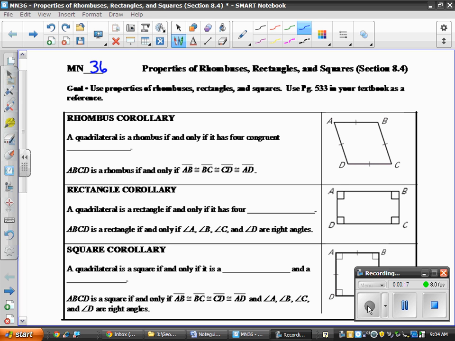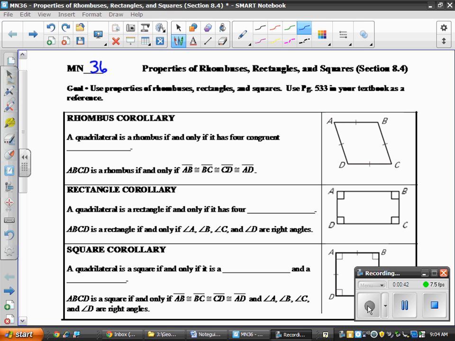The first thing I want to say is in the last guide, we talked about parallelograms. Each one of the shapes that we're talking about today is in the parallelogram family. So each one of these shapes has very specific properties, but they all have the same properties as parallelograms because they are in that family tree.